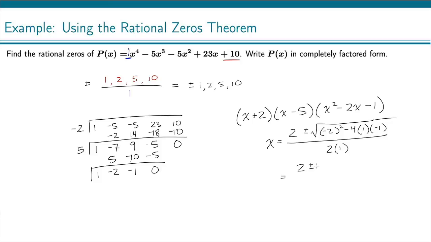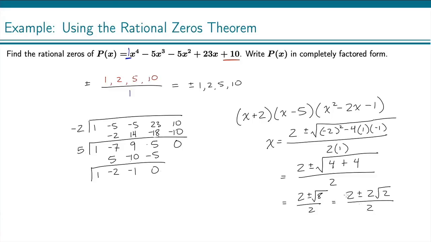Well, we've got 2 plus or minus the square root of 4, minus a negative, so plus another 4, and divided by 2. Well, that's the square root of 8, and the square root of 8 simplifies to 2 root 2, because 8 is 4 times 2, and the square root of 4 is 2. And we divide that by 2, and that cancels these 2's here. We get 1 plus or minus root 2. That tells us that 1 plus root 2 is a 0, and 1 minus root 2 is a 0.